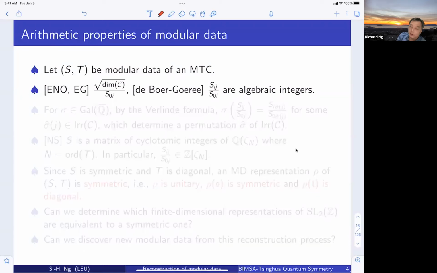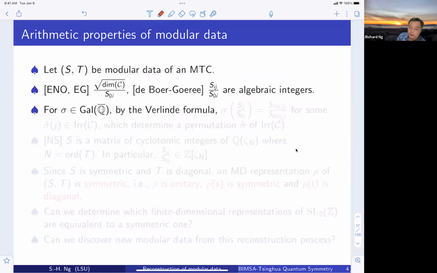And actually, it was known before that S_ij over S_0j is also, and in fact, they know it's a cyclotomic integer. They know it's cyclotomic actually. What they don't know is the conductor of this cyclotomic integer. It could be very large, it could be very small. It was not known at that time.